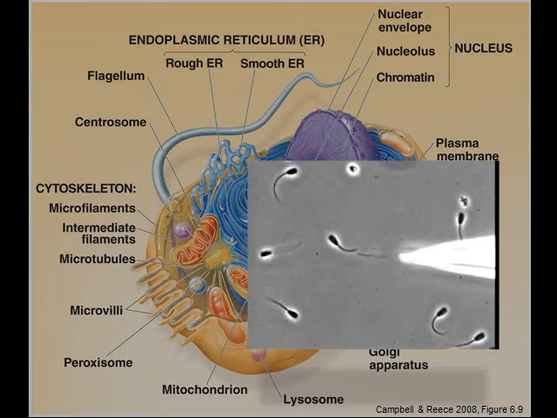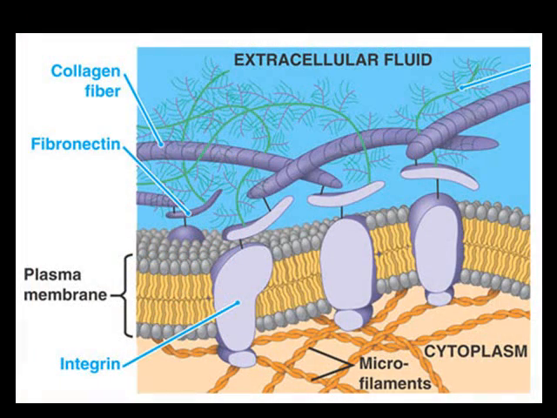The cytoskeleton is anchored to membrane proteins, which are themselves attached to the extracellular matrix, a network of proteins such as collagen and elastin that support cells and allow adhesion of cells.